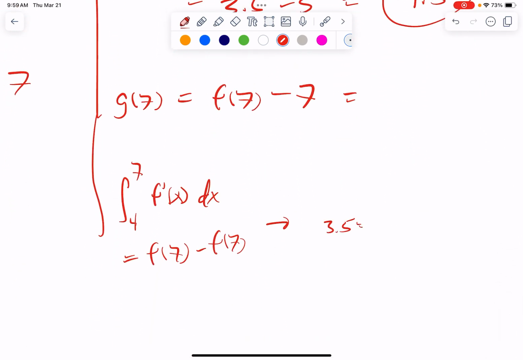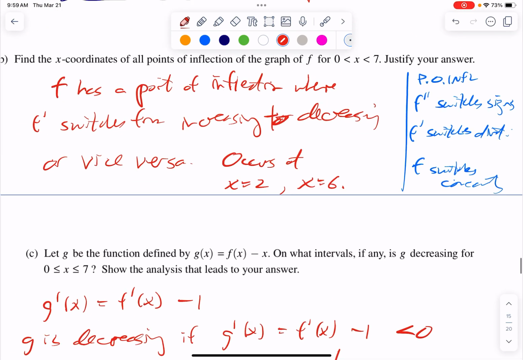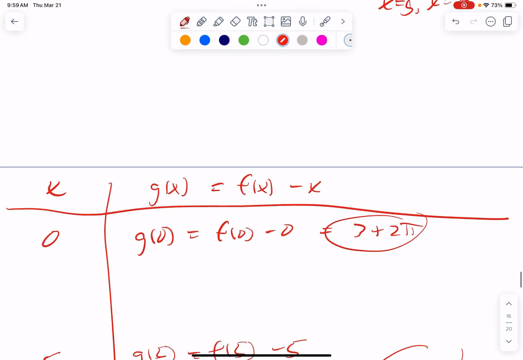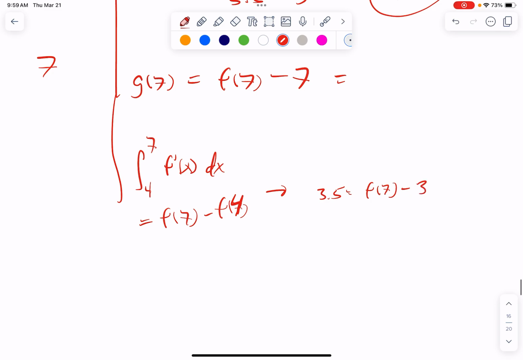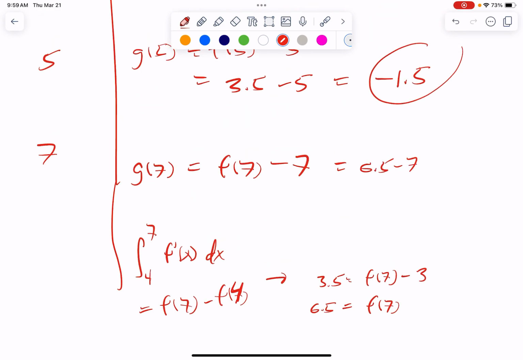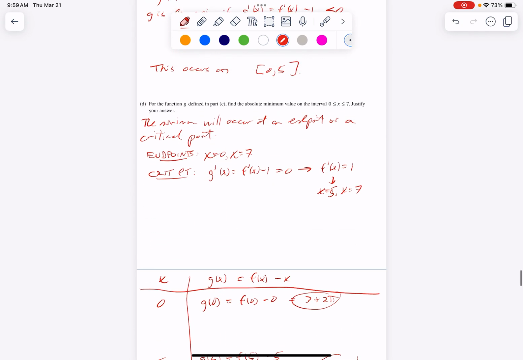So 3.5 is equal to f of 7 minus f of 4, which was 2. Right. When you're doing this, it'll actually be on pages next to each other. There won't be so much scrolling. Or f of 4, sorry. f of 4 is 3. So f of 7 is 6.5. And so here we have 6.5 minus 7, which is negative 0.5. So from all of that, we can see that this is our minimum at negative 1.5.